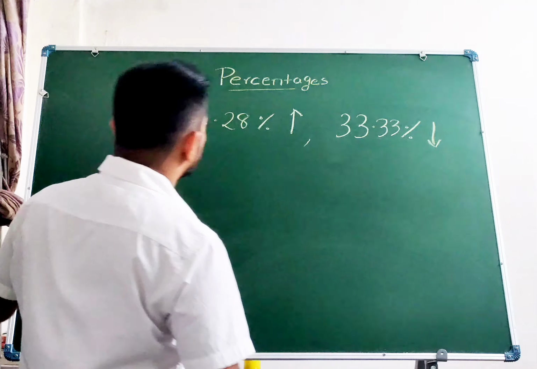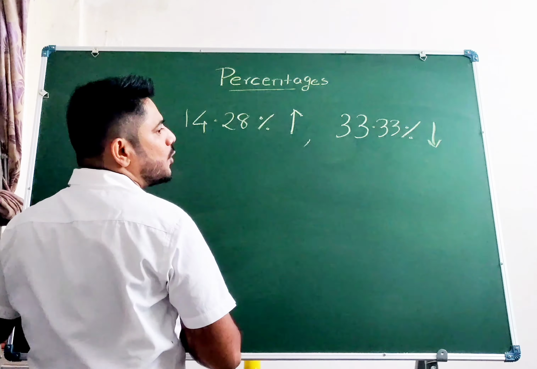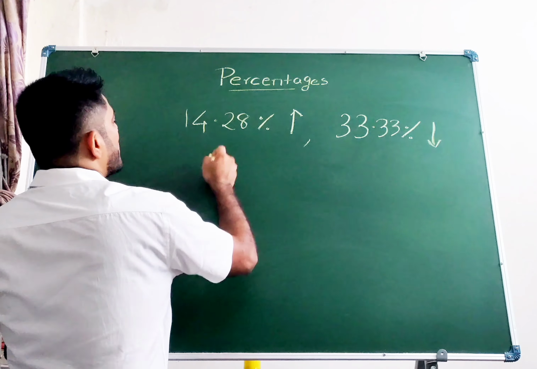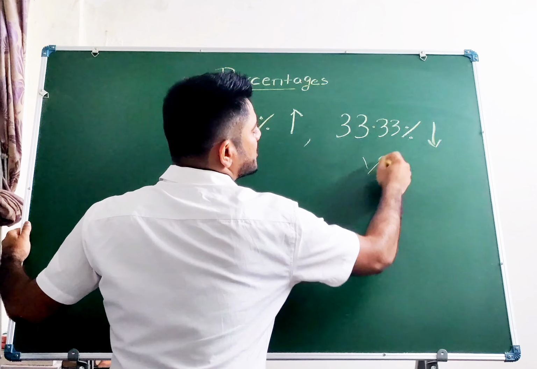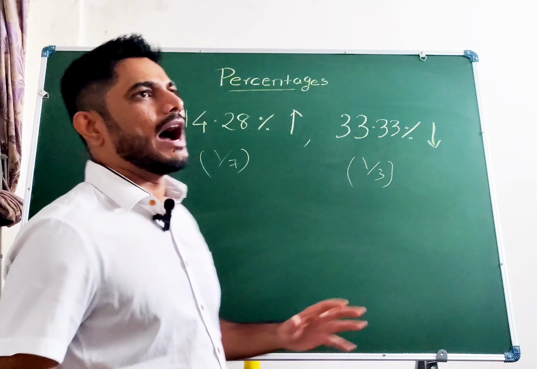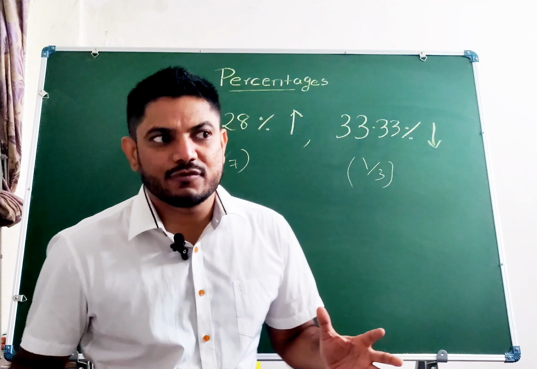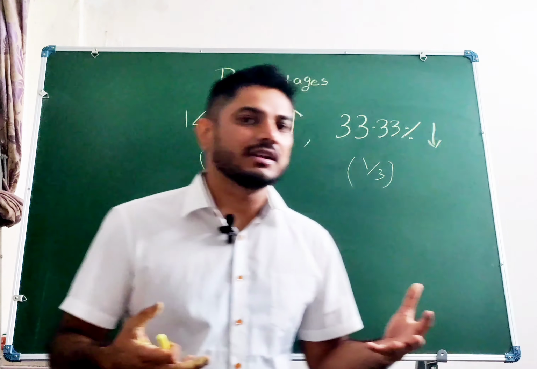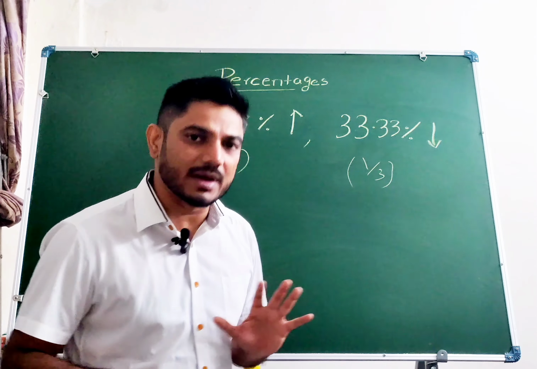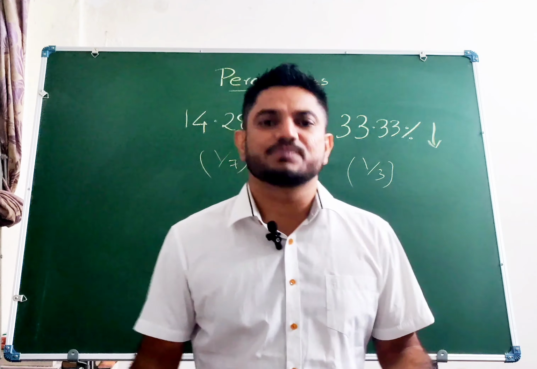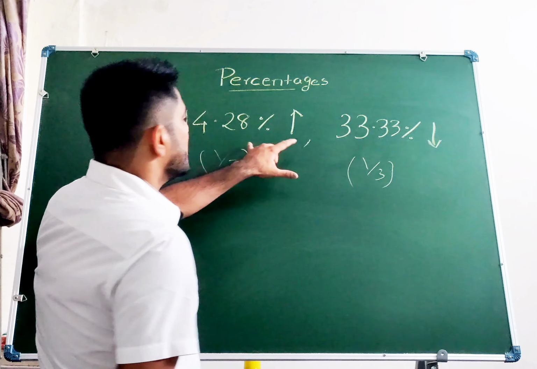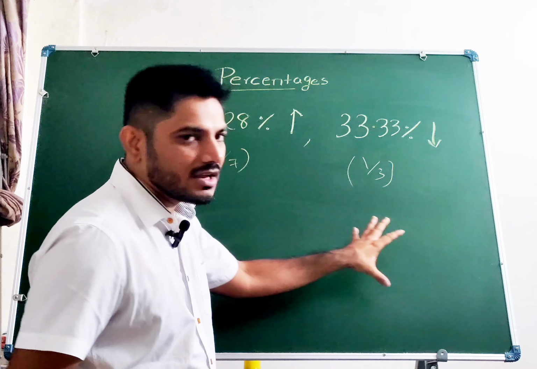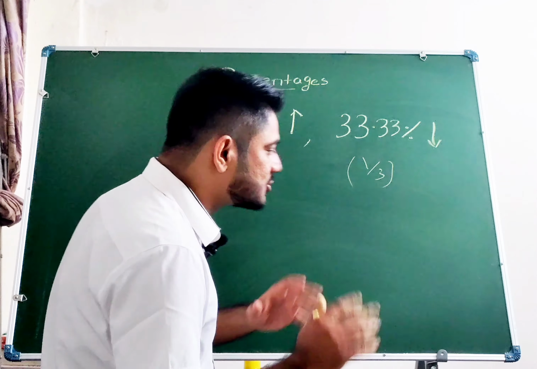Let's see. So 14.28. Keep in mind that 14.28 was 1 by 7 in ratio. 33.33 was 1 by 3 in ratio. So I have an amount and I have to increase it by 1 by 7 and then successively decrease it by 1 by 3. What will be the final percentage change? That is the question, right? Effective percentage change. Using it in the formula, worthless, time consuming.